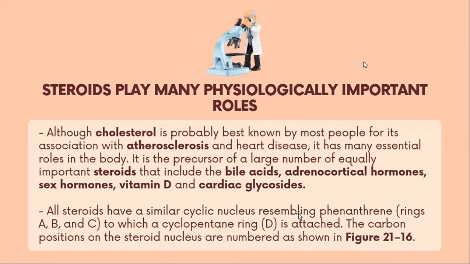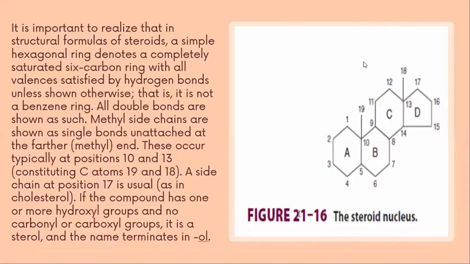All steroids have a similar cyclic nucleus resembling phenanthrene, rings A, B, and C, to which a cyclopentane ring D is attached. So let's just take a look at it. So this one, your ABC rings with a D attached. It is important to realize that in structural formulas of steroids, a simple hexagonal ring denotes a completely saturated 6-carbon ring with all valences satisfied by hydrogen bonds.